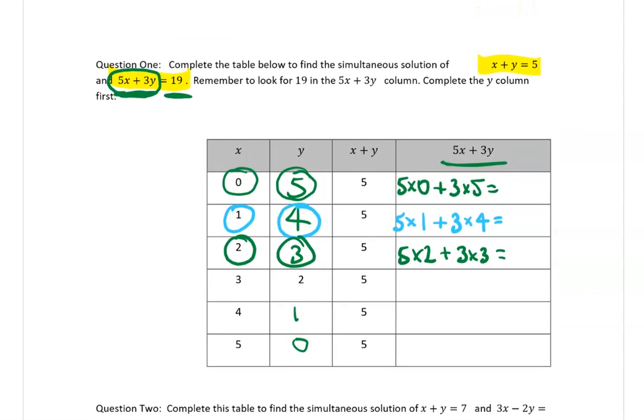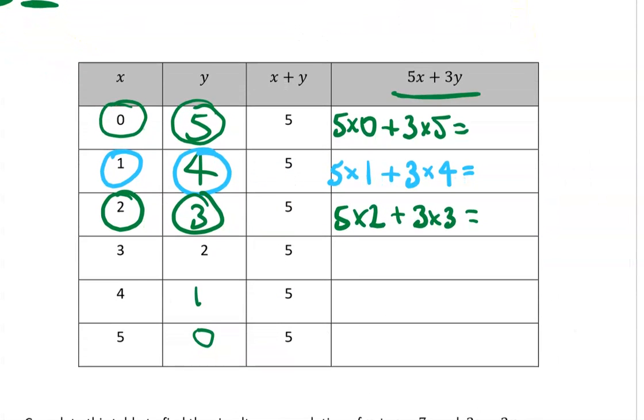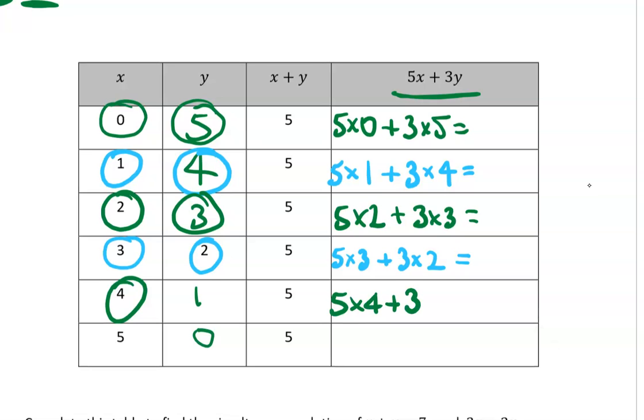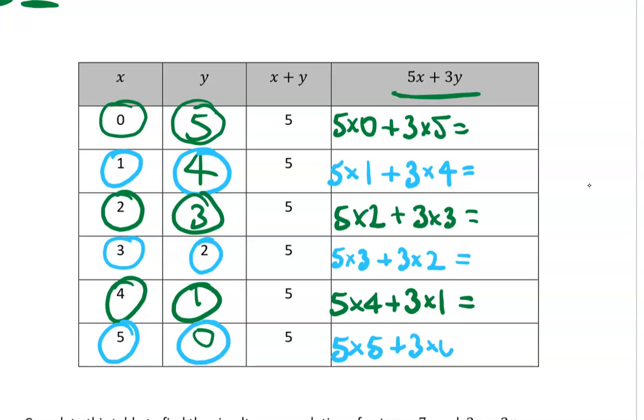Let's keep going with our table. We've got 5 times x, this time x is 3, so 5 times 3, plus 3 times y, y is 2. What does that equal? All right, 5 times, this one, x is 4, so 5 times 4, plus 3 times y, y is now 1. 3 times 1, what does that equal? And the last one, 5 times x, so this time's 5 times 5, plus 3 times y, 3 times 0, what does that equal? All right, let's go through and answer these questions.